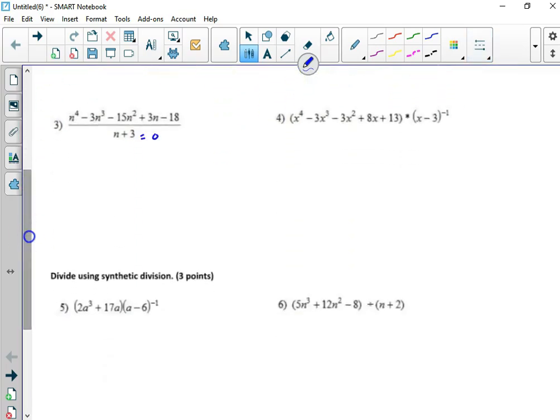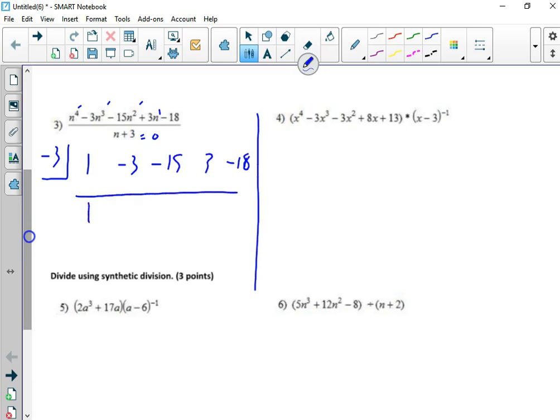Okay, set this equal to 0. Negative 3 goes in the box. I have 4, 3, 2, 1, and then no variable, so I'm good to go. 1, negative 3, negative 15, 3, and negative 18.